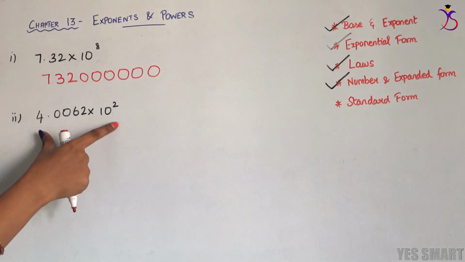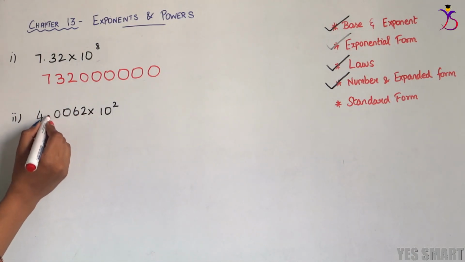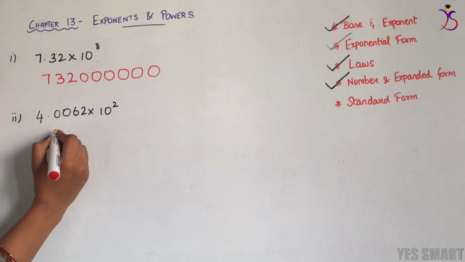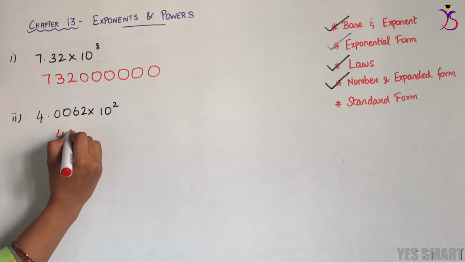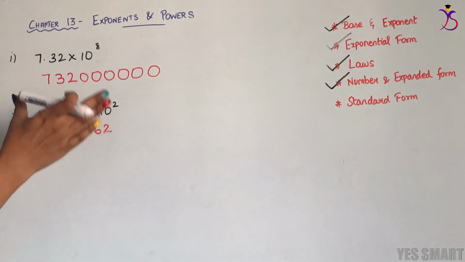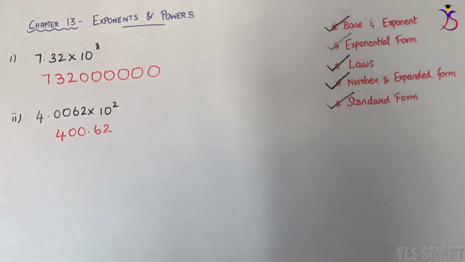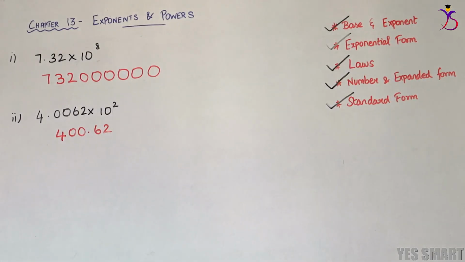The other example, 4.0062 times 10 to the power 2. Since this is a multiplication, the decimal point has to travel to the right hand side. 1, 2, because the power is 2. So, 2 digits have to be traveled in the right hand direction. Therefore, the answer is 400.62. With this, the standard form or scientific notation is completed and we have covered all the concepts of chapter 13.